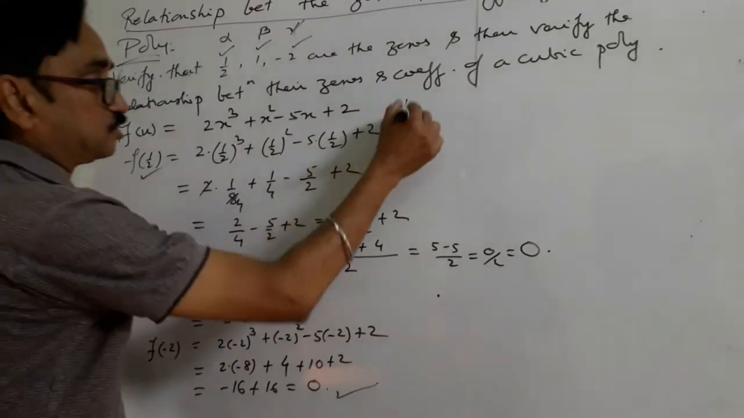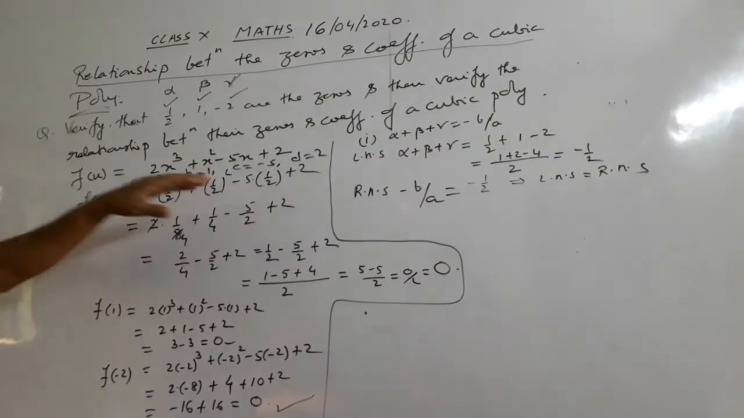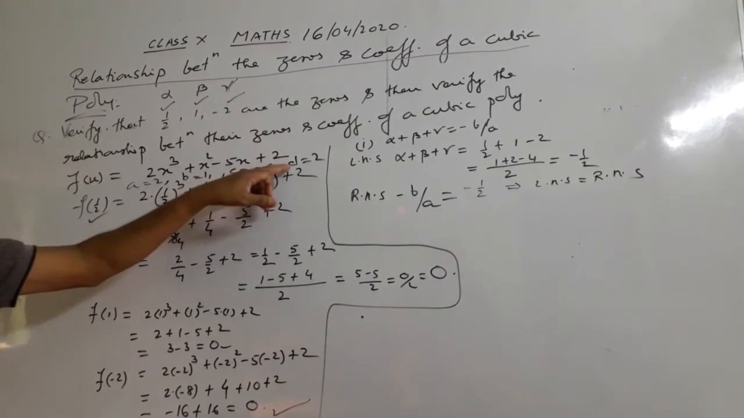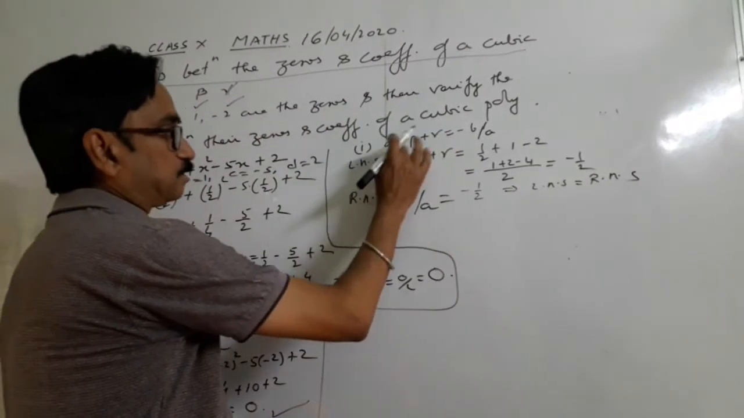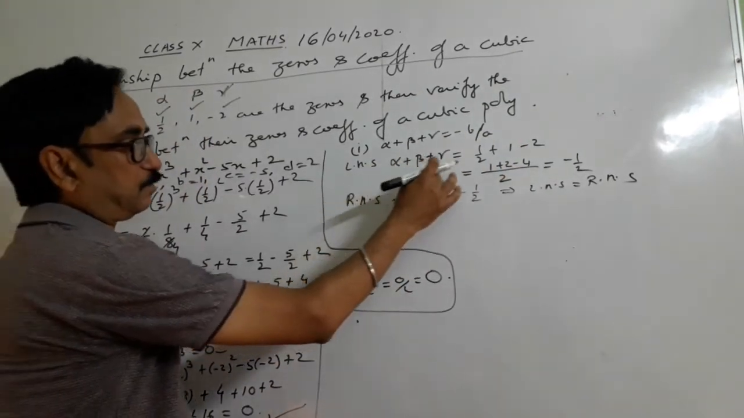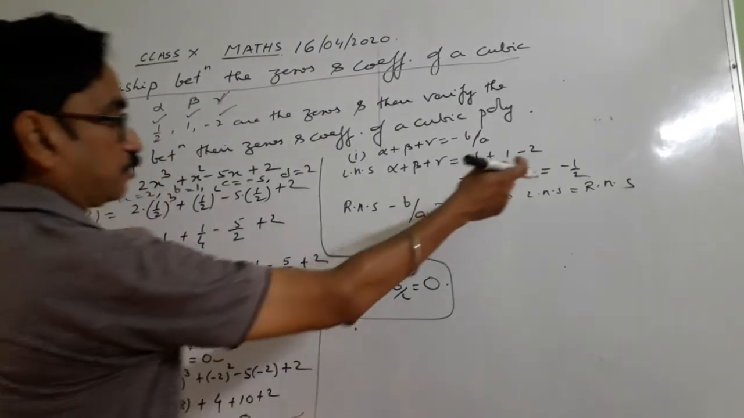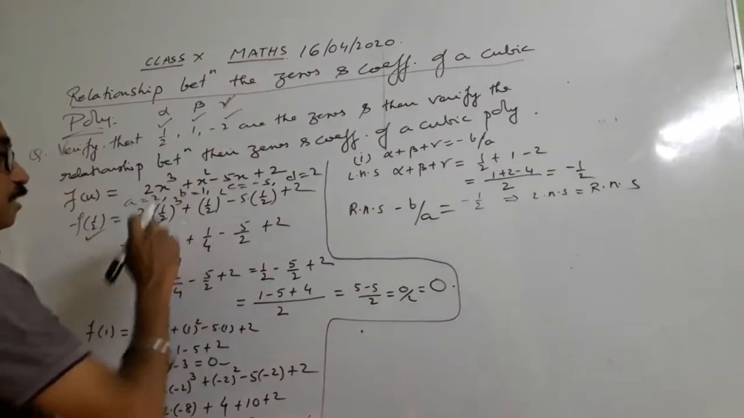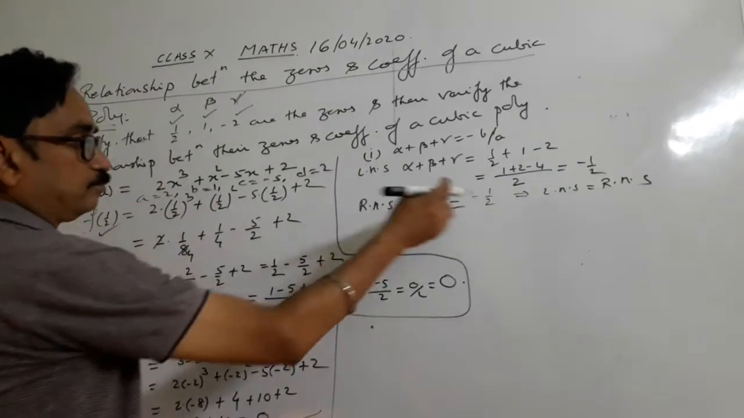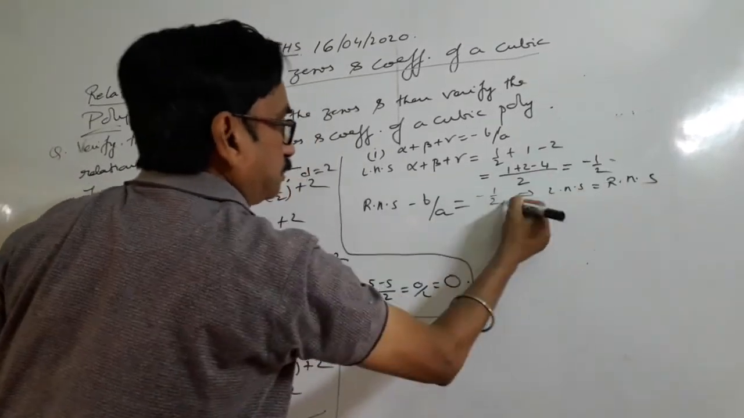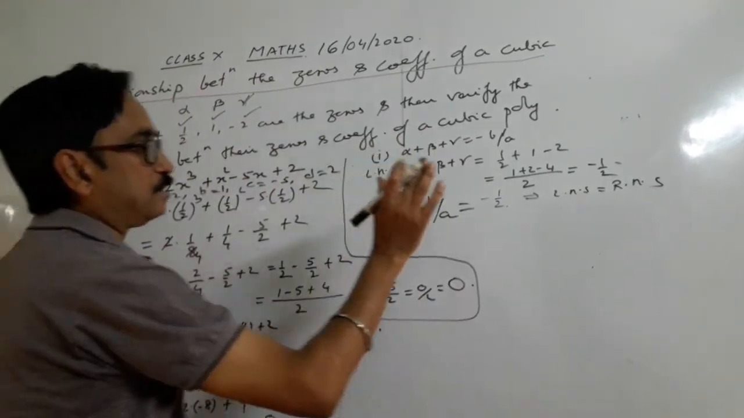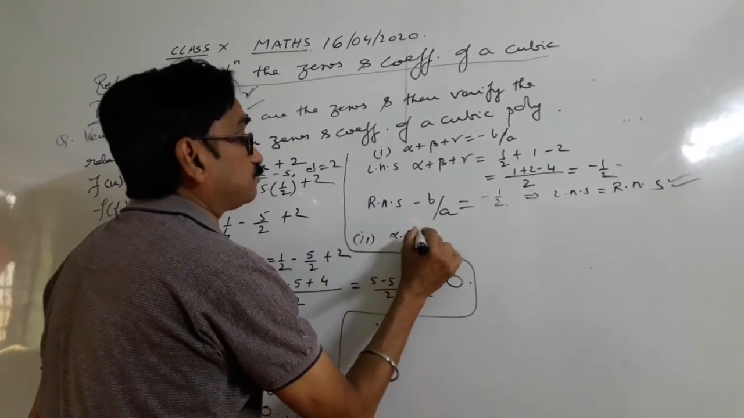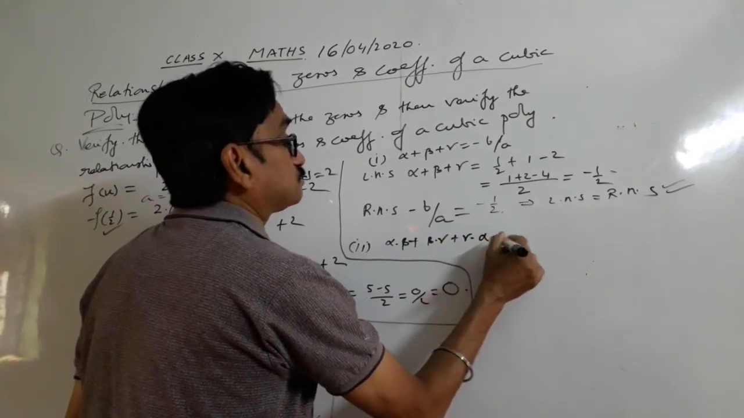Now we have to verify the relations. Let's start the verification. Here the value of a is 2, value of b is 1, value of c is minus 5, and value of d is 2. The first relation: alpha plus beta plus gamma equals minus b by a. LHS: alpha plus beta plus gamma, that is 1 by 2 plus 1 minus 2, we got after solving minus 1 by 2. RHS is minus b by a, where b is 1, so minus 1, and a is 2, so minus 1 by 2. Both are equal. Therefore alpha plus beta plus gamma equals minus b by a. This is verified. Now the second one: alpha into beta plus beta into gamma plus gamma into alpha is equal to c by a.